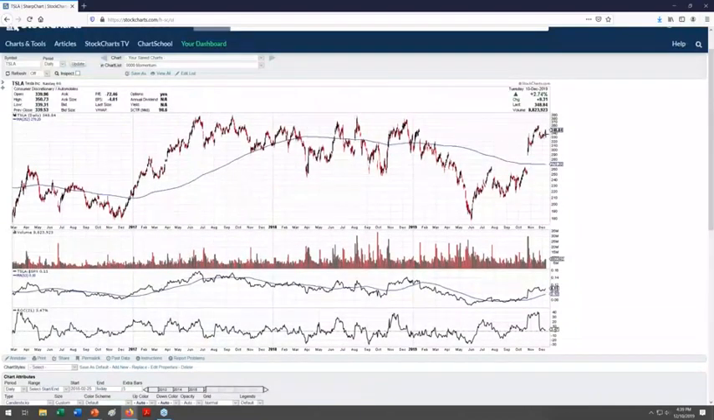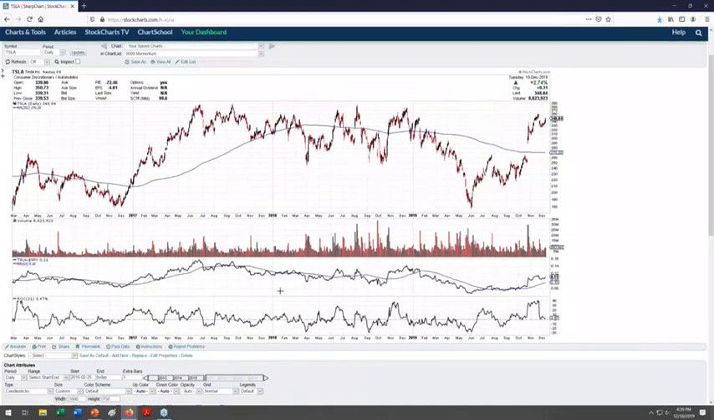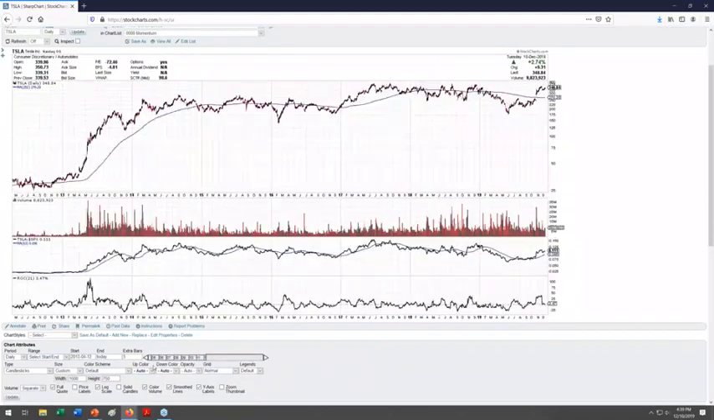By the way, Tesla, still bullish. There is nothing that's going on there.